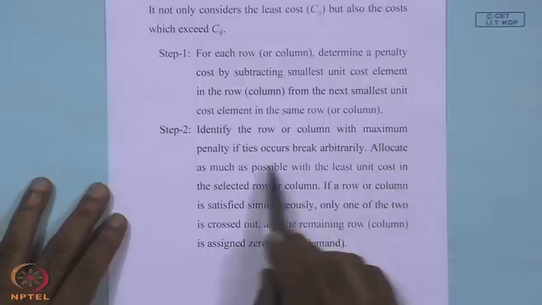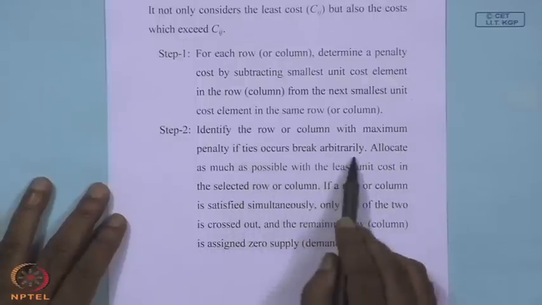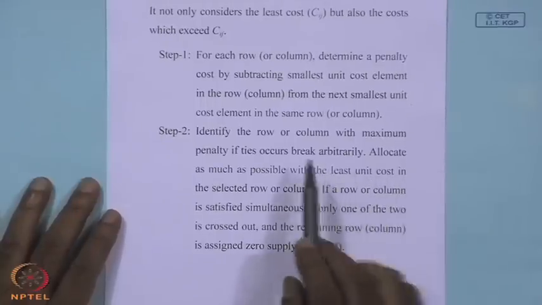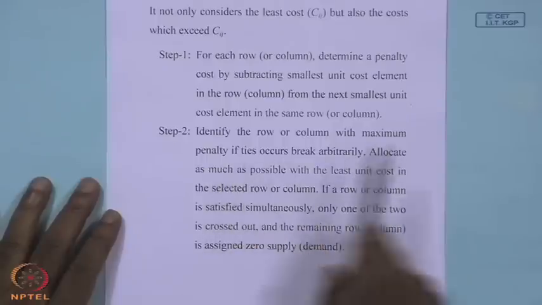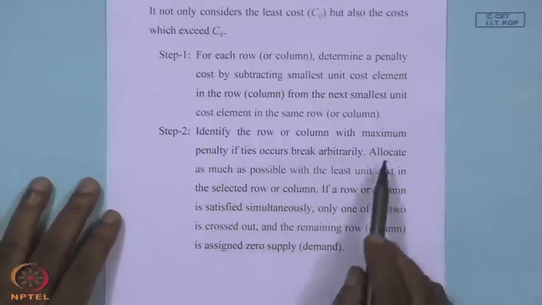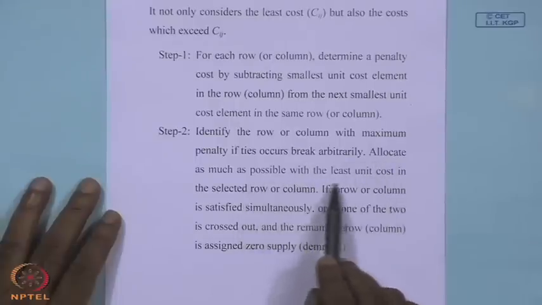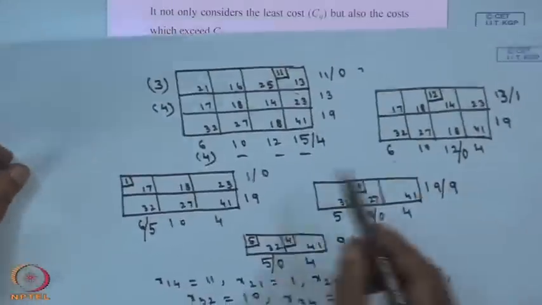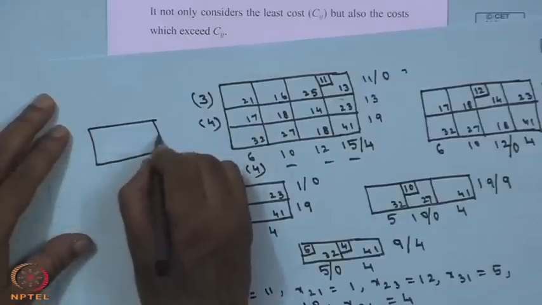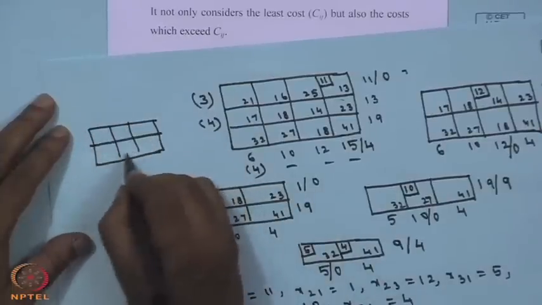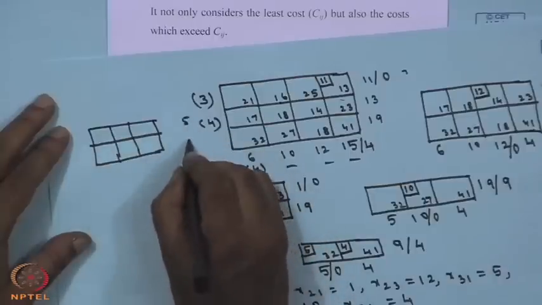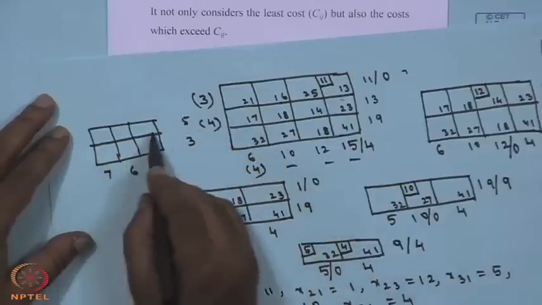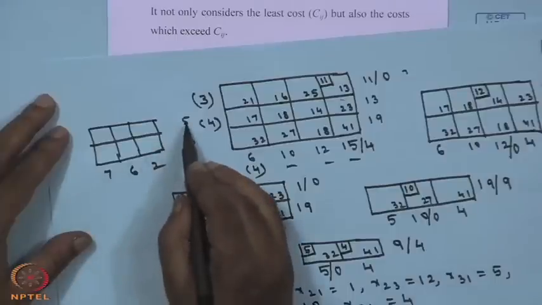Identify the row or column with maximum penalty; if ties occur, break arbitrarily. So, you got some penalties for the rows and for the columns. Identify the row or column which has the maximum penalty. If two values are the same, you can consider any one. Then on that particular cell, allocate as much as possible with the least unit cost in the selected row or column. I want to say here is that you have a table something like this, say 2 rows, and the cost coefficients are say 5, 3, 7, 7, 6, 2. So, these are the penalties, that is, the lowest cost minus the second lowest cost.